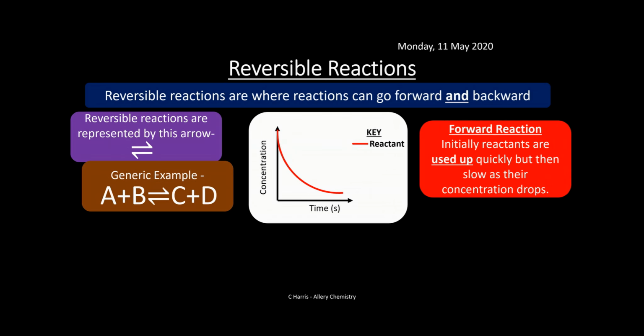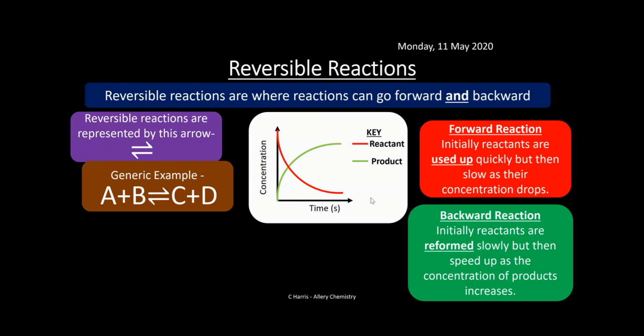Let's have a look at a graph of concentration against time, and this helps us to plot an equilibrium reaction. For the forward reaction, initially the reactants are used up. You can see here that we're starting with a really high concentration, reactants are used up, so the concentration decreases. Then in the backwards reaction, initially the reactants are reformed slowly, but speed up as the concentration of products increases. The green line starts at the bottom, so we've got no concentration here.